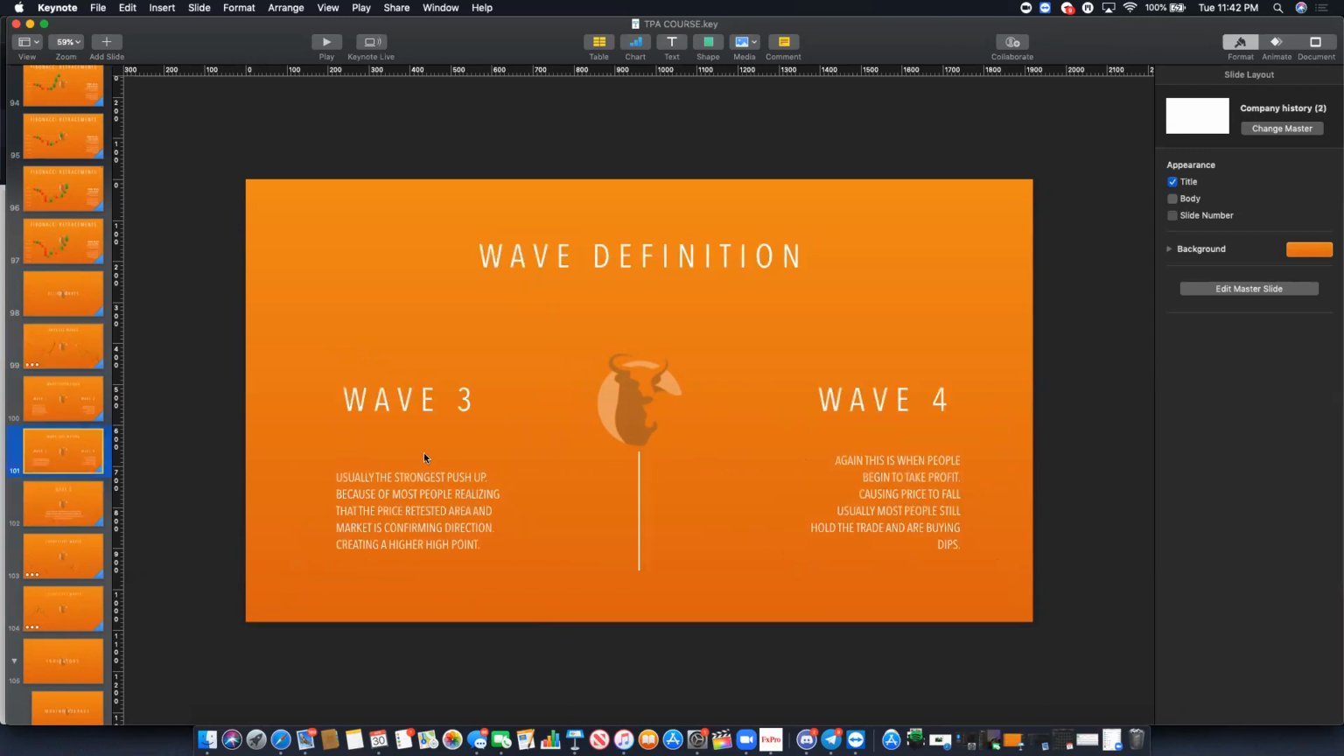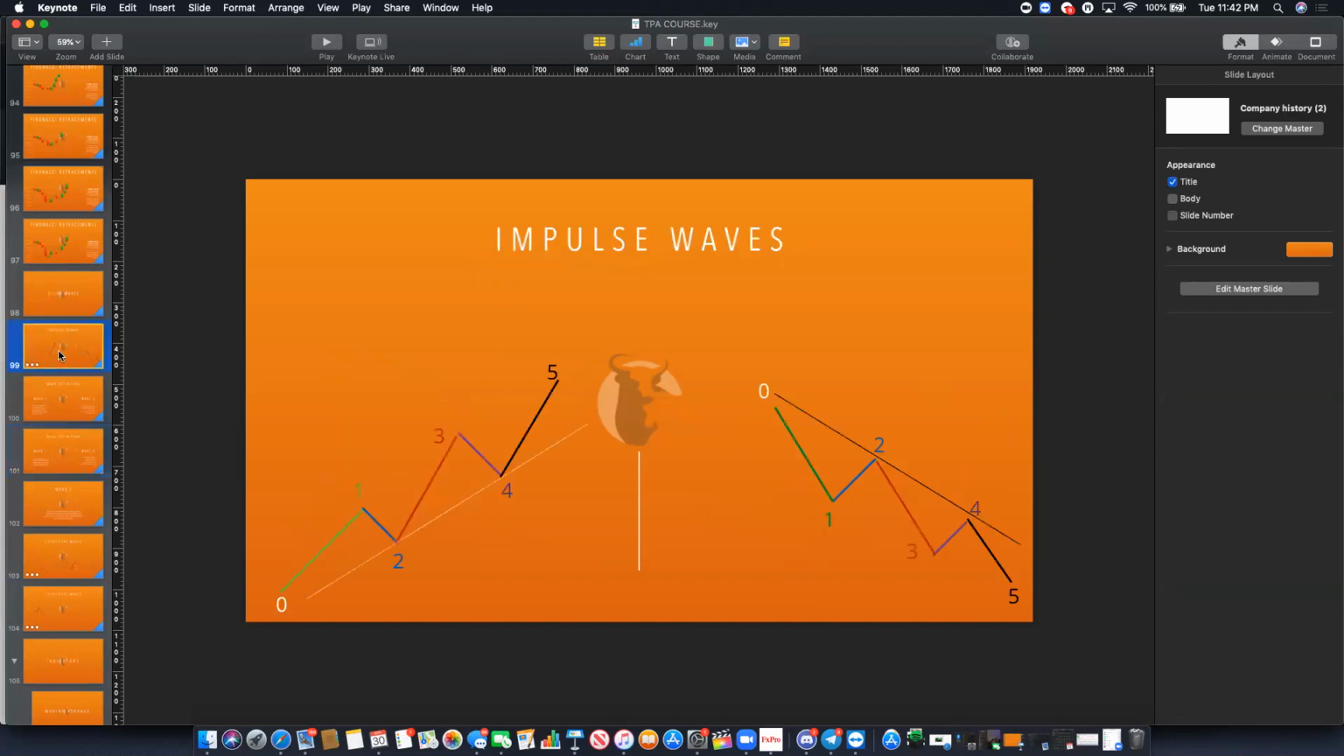The reason why wave number 3 is usually the strongest push is because the people who are entering the trade after that retest spotted that opportunity. Maybe they identified the pattern. Maybe they identified the fact that the price retested the previous breakout and that was a continuation pattern. Whatever it is, now we're having a new high created, right? Here's our higher high. Now we have a new higher high.